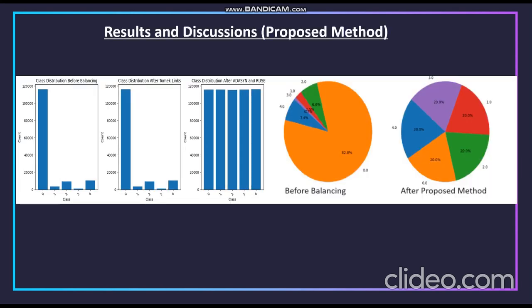And the next slide shows the result and discussion of my proposed method. And this result shows the class distribution after using my proposed system. In this figure, you can see it exhibits nearly equal slice values, which indicates that the data has been effectively balanced across the different classes.